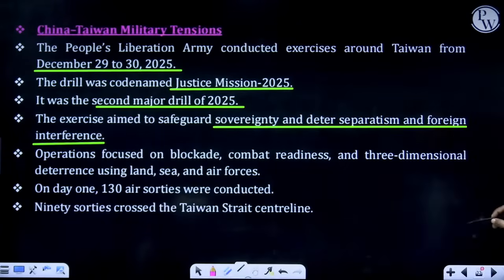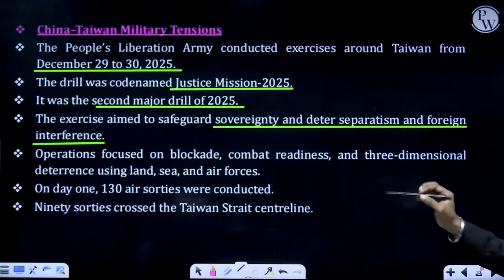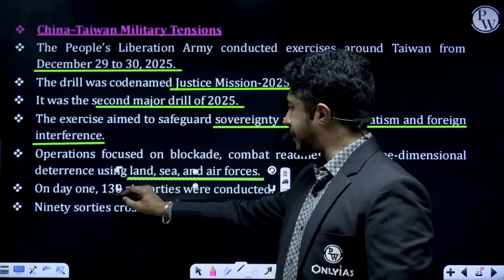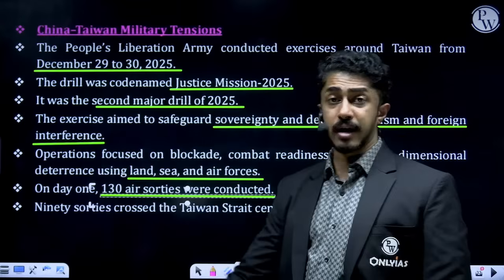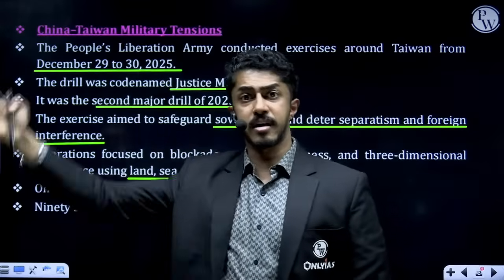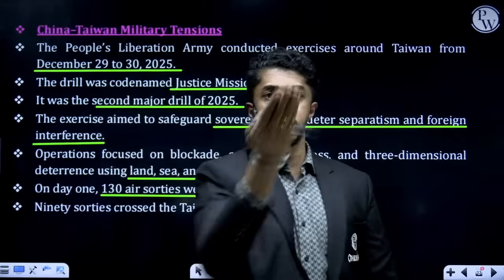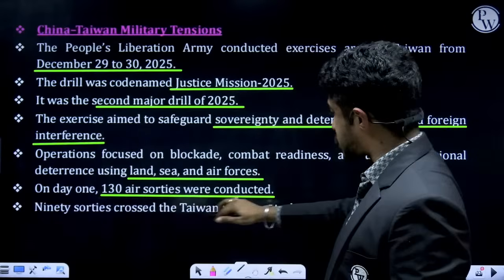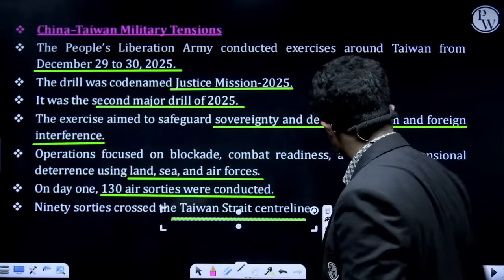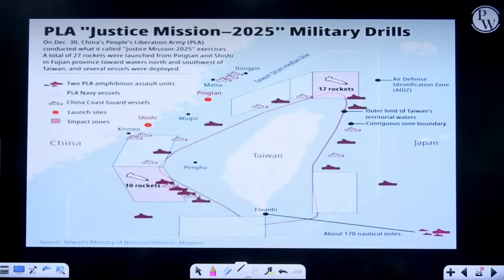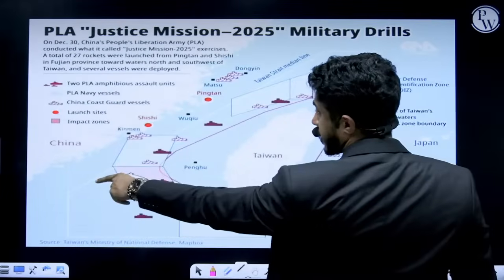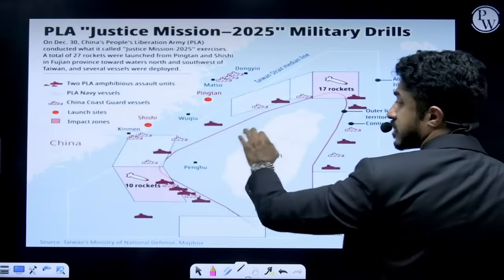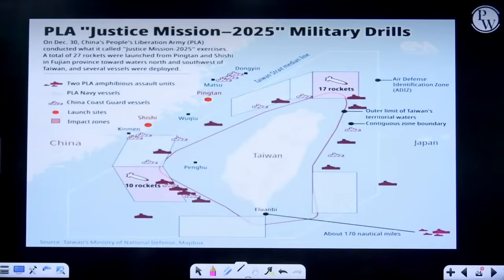Operations focused on blockade, combat readiness and three-dimensional deterrence using land, sea and air forces. On day 1, 130 air sorties were conducted. Air sorties means with the fighter aircraft, fighter planes, air force, you will do these maneuvers in the sky. 90 sorties crossed the Taiwan Strait center line. This is the Taiwan Strait center line. 90 sorties crossed means you have literally entered into what? Taiwan's airspace. Got the point here?